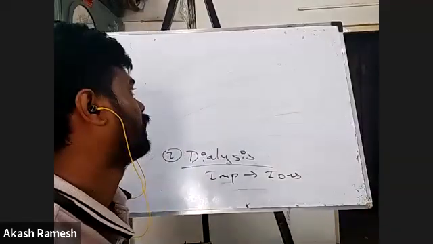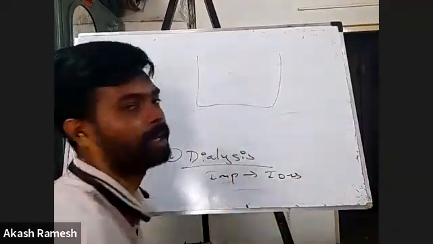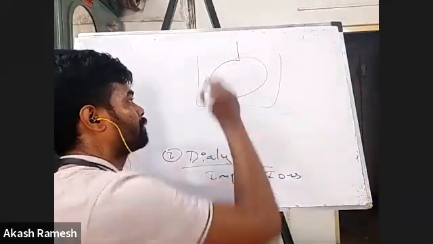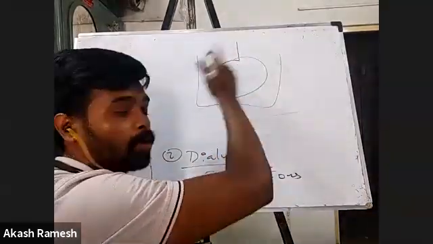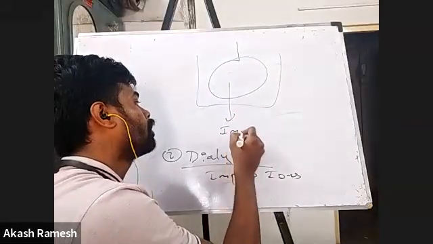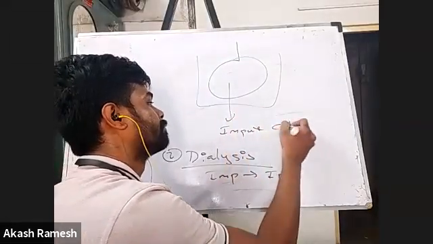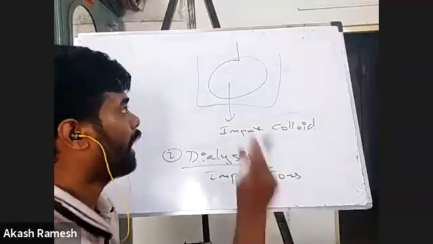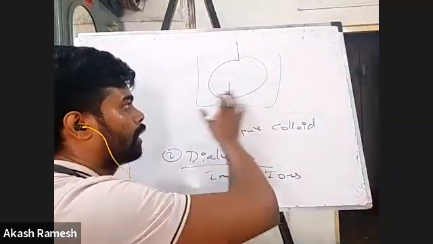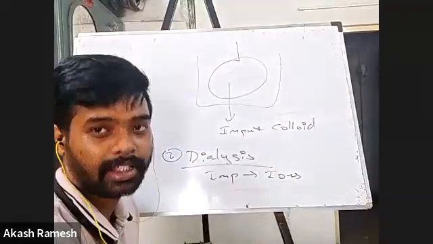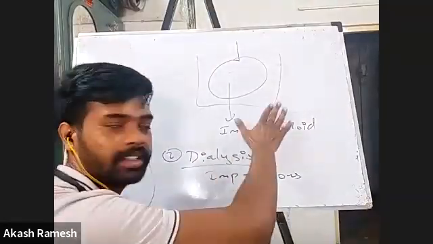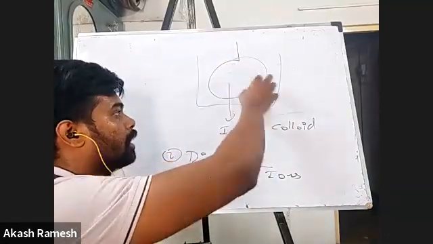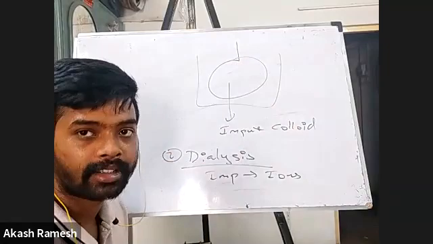Okay. Cool. So I'm going to have a big vessel. Into this big vessel, I am going to have the impure colloid. Basically there are two vessels. This is one vessel, and there is another vessel into which the impure colloid is placed, right?